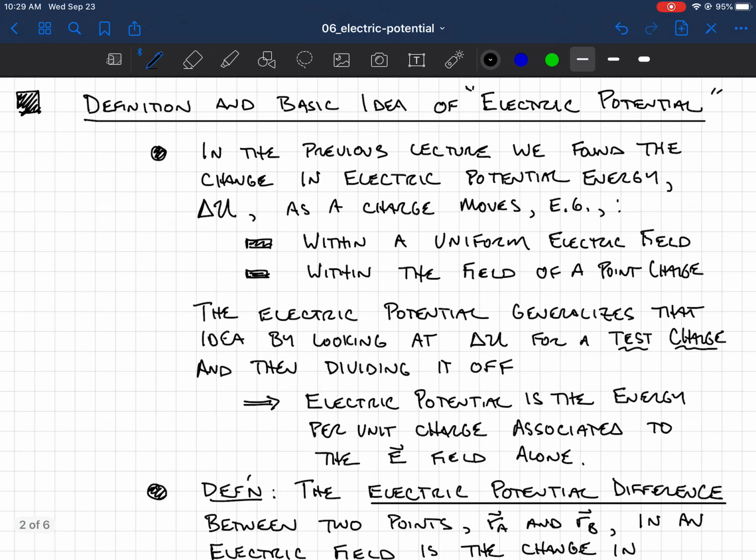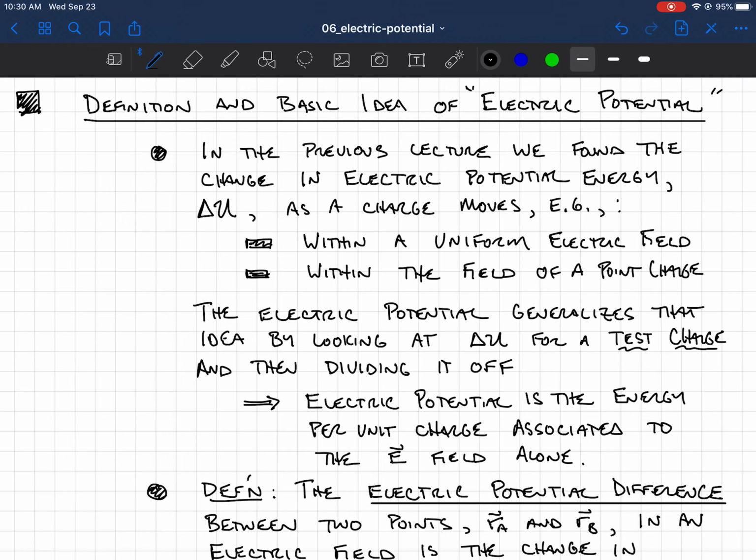So some basic ideas first. In the previous lecture, we found that the change in the electric potential energy as a charge moves through an electric field has a certain equation which depends on finding the work done by the electric force. And so we found that for the uniform electric field, and we found that for the field of a point charge. The electric potential generalizes that, in the same way that the electric field is the force per unit charge. The electric potential is the energy per unit charge.